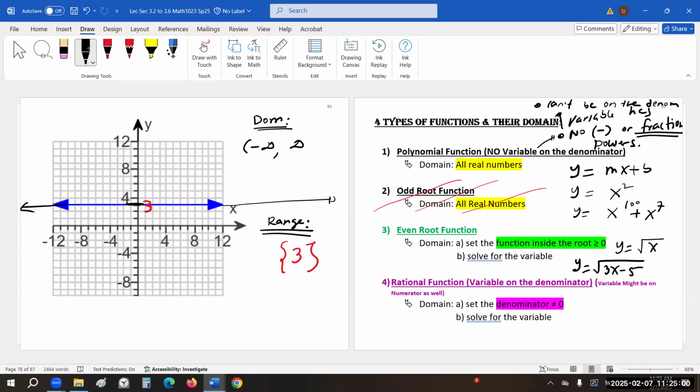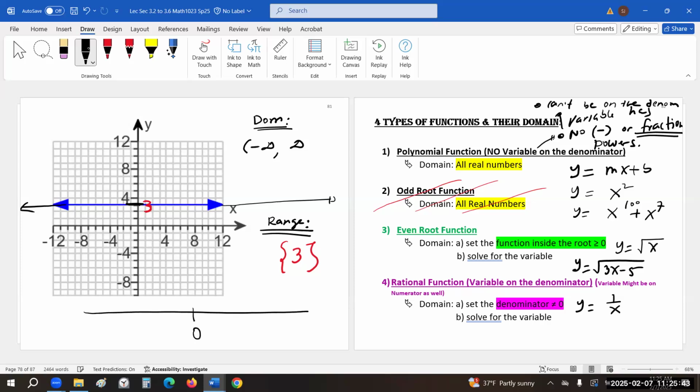Now we have the last type of function, rational. For example, y equals 1 over x. Can you plug in x with any negative number? For example, -2. 1 over -2, is it a real number or does it not exist? What is 1 over -2? Is it a real number or something that doesn't exist? Think about the number line.